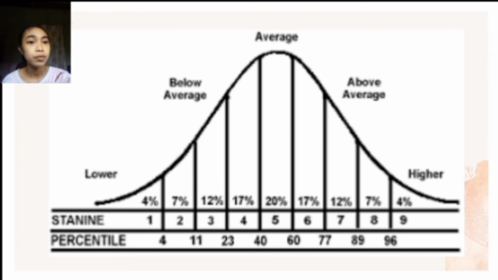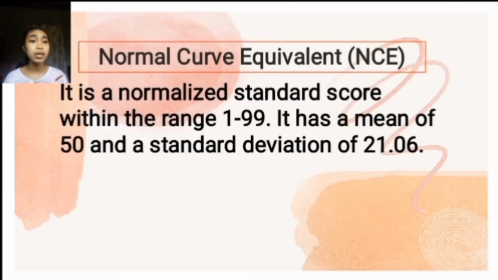Okay, now let's move on to normal curve equivalent, or NCE. Actually, this NCE is similar to percentile ranks and also can relate to other scores such as percentile ranks and Stanine. So, it is a normalized standard score with a range of 1 to 99. It has a mean of 50 and a standard deviation of 21.6.